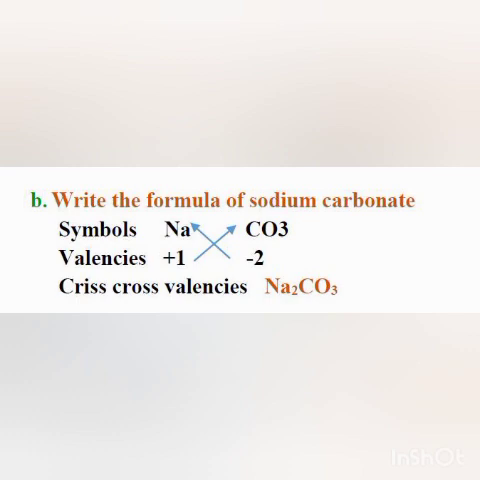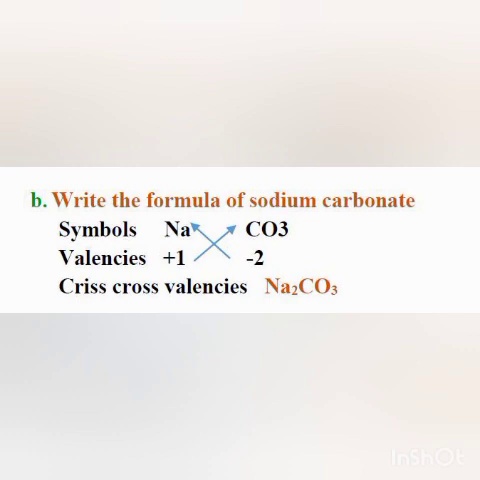So first thing what we will do is we will write the symbols. Symbol of sodium is Na, capital N and small a, and symbol of carbonate is CO3. Carbonate CO3 is a polyatomic ion. Okay, this is considered 1. Valency of sodium, you can see here in the symbols which is given in the question, it is written Na plus, means valency of sodium is plus 1.